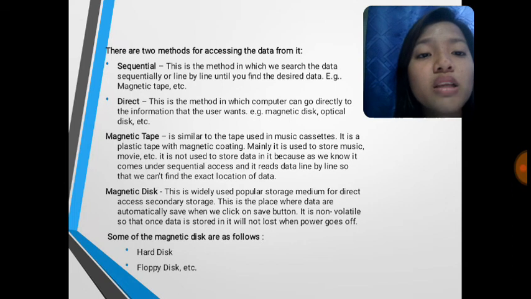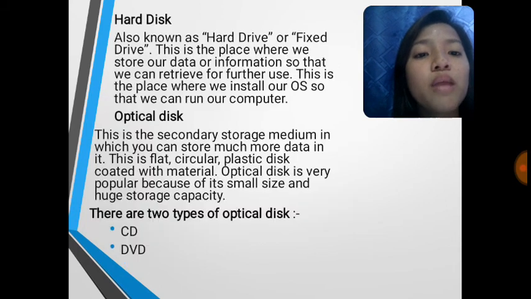Magnetic tape is similar to the tape used in a music cassette. It is a plastic tape with a magnetic coating. Mainly, it is used to store music, movies, etc. Magnetic disk is a widely used, popular storage medium for direct access secondary storage. Some of the magnetic disks are the hard disk and floppy disk.